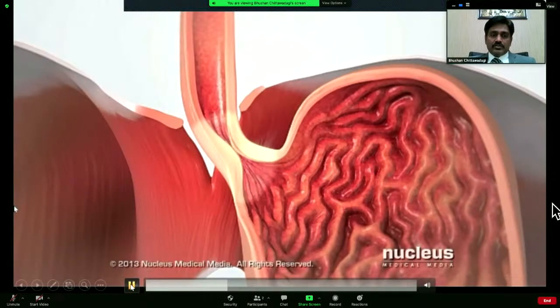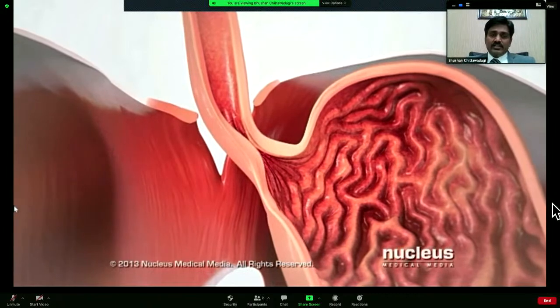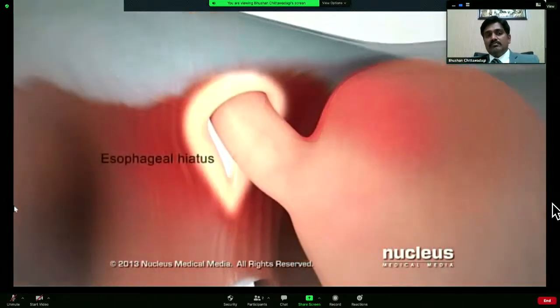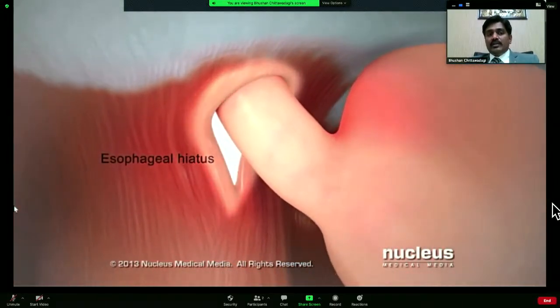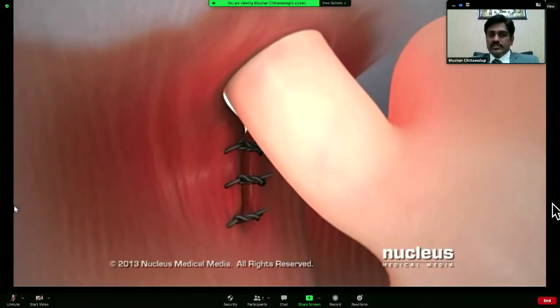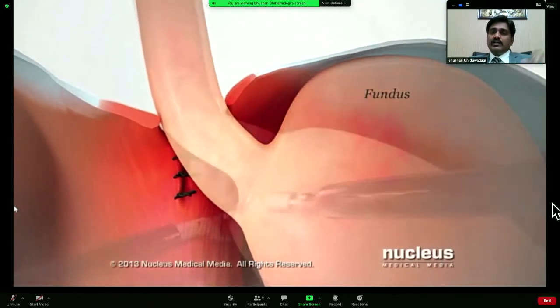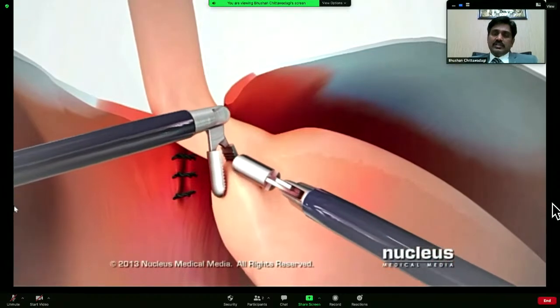So this is the area where the abnormality was: the sphincter was lax, and the hiatus, the opening in your diaphragm, is lax. The laxity is close to the sutures. It will be 2 to 3 sutures depending upon the case, and the artificial wall is created using a part of your stomach. That is called the fundus.